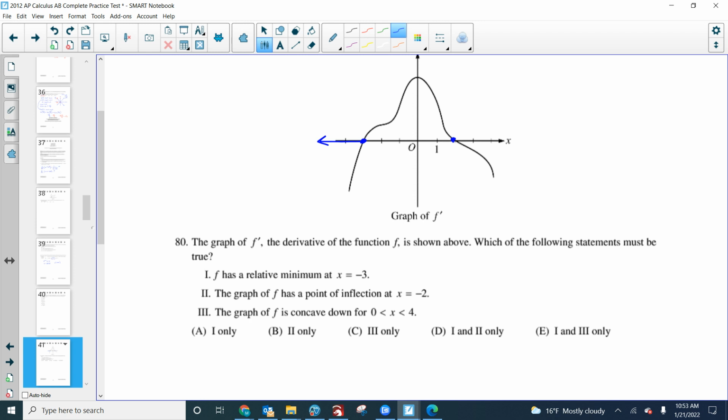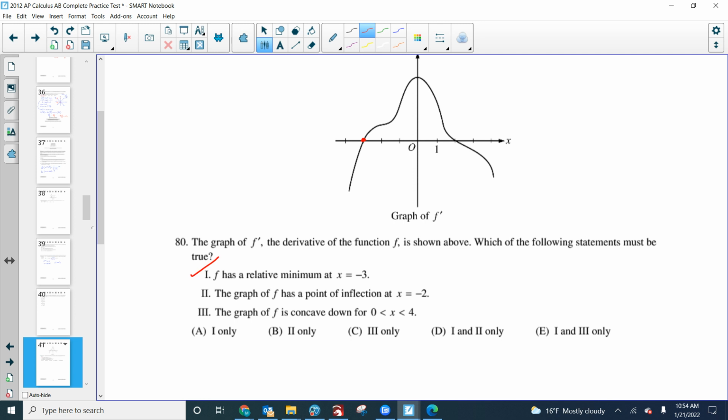Then we think through what else they are going to ask us. Does f have a relative max at negative 3? I didn't see the negative at first. It's over there, at negative 1, 2, 3. At negative 3, f prime changes from negative to positive. So f has a max or min? Min. Do you agree? Yes?